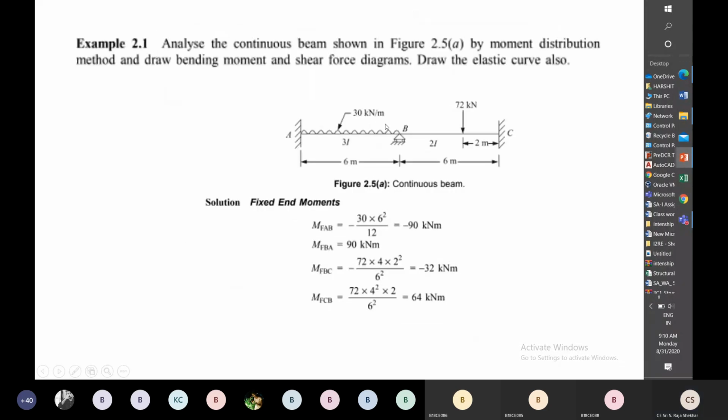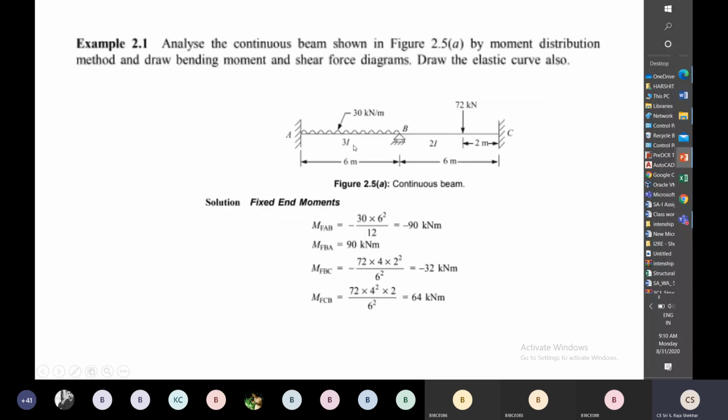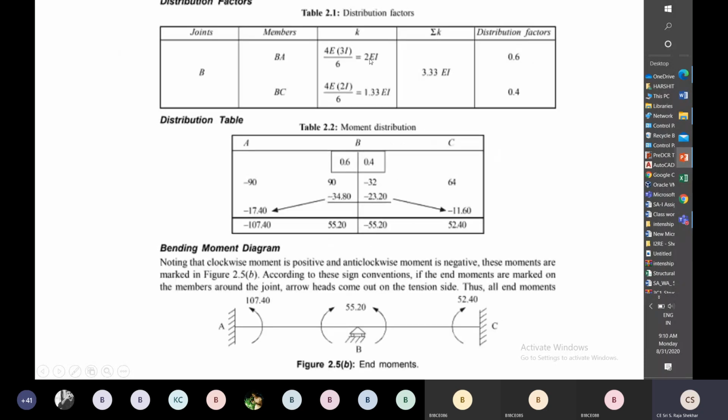Here, the far ends for support B are A and C. Two supports are the fixed supports. So that's why the rotational stiffness formula is 4EI by L. But for the member BA, the I value is equal to 3I. Substitute it, and substitute the L value. We are getting rotational stiffness for the member BA as 2EI.